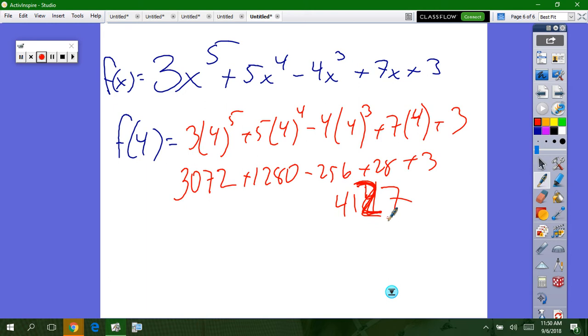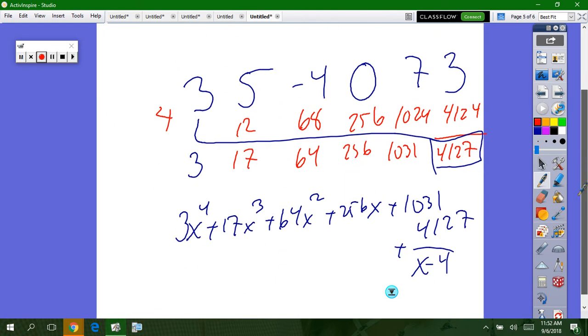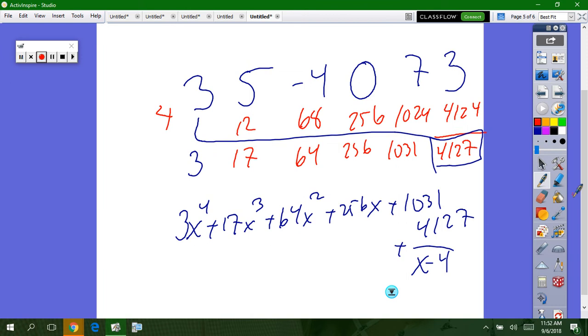Did that not suck, finding this? Was this really that bad, plugging 4 through? I could do that in my head almost, because they're not as large numbers, are they? You can find the value of a function by doing synthetic division. That's actually very important because we're going to get into that a little more after we test.